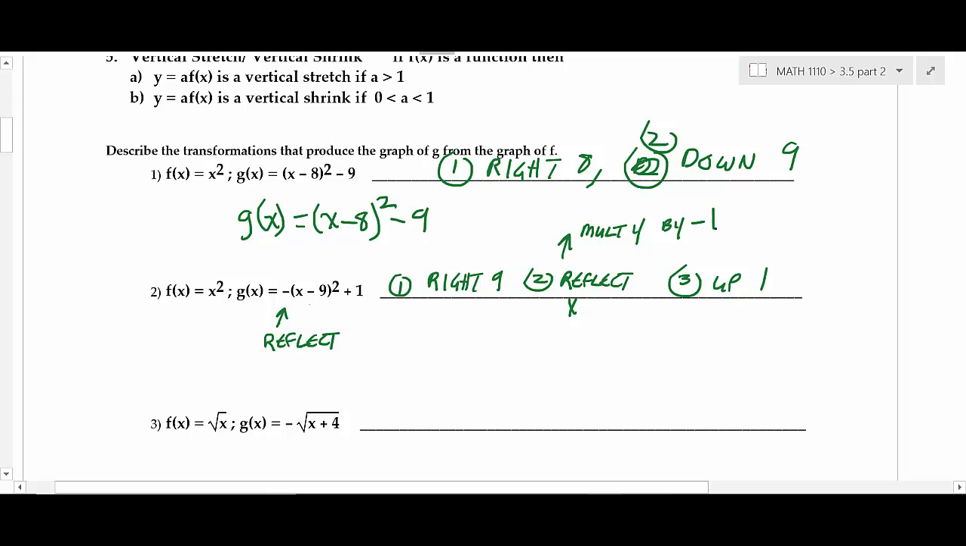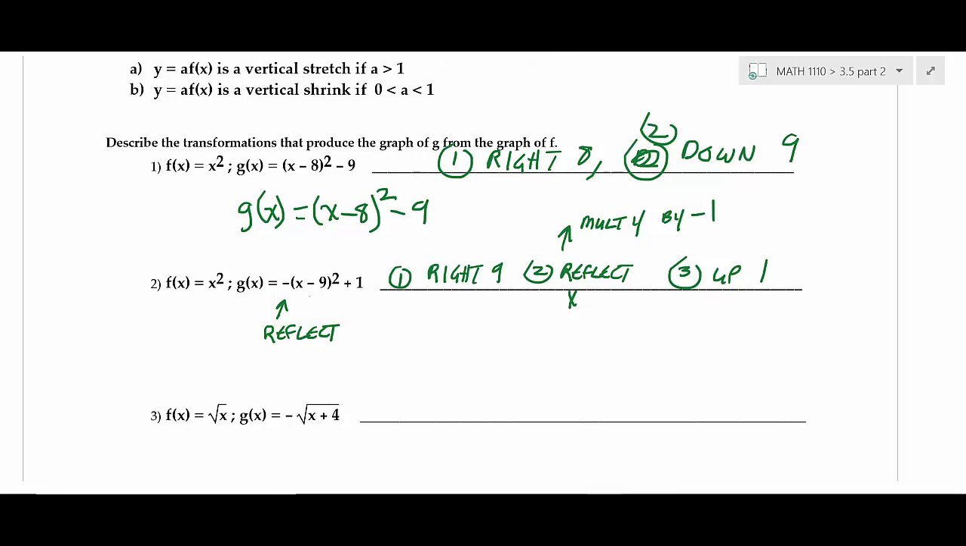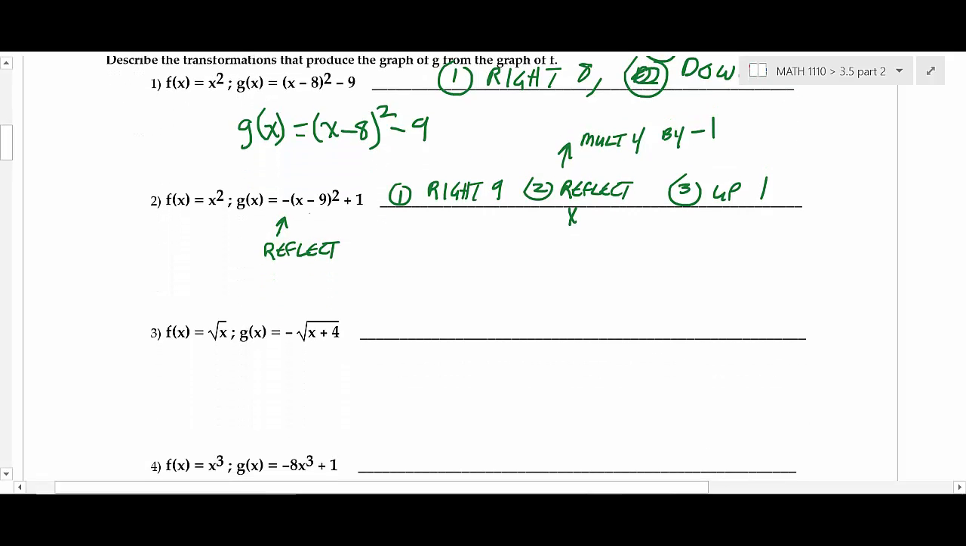That's all the y's get opposite, so that's what causes that, okay? All right. Okay, how about number 3? How many transformations do you see on number 3? There are 2. What are they? Left 4. Reflect over x-axis. Good. Okay, left 4. That'd be your first one.